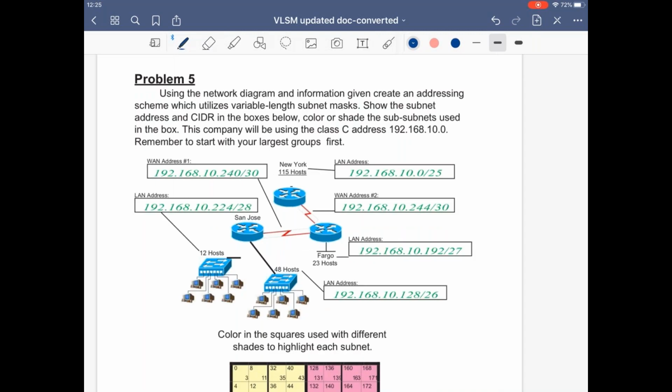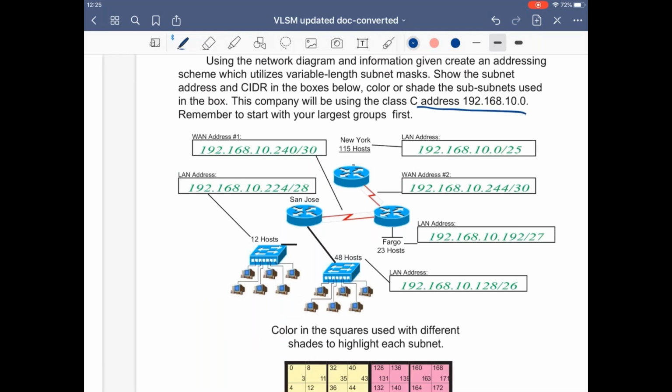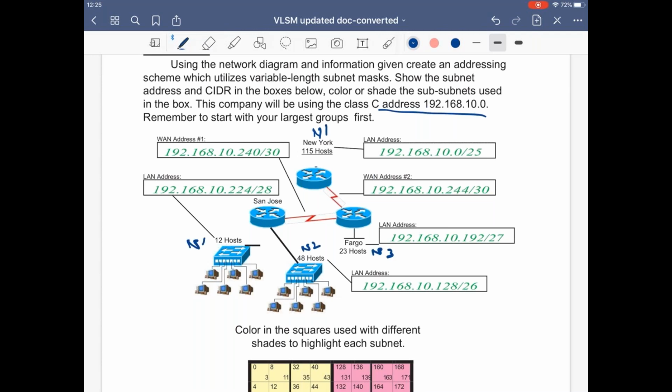Given this one, you have found out this is network 1, the biggest one. And then N2. So here we have 6 networks: N3, N4, N5, and N6. You have to find out this. We will start with 115 hosts.